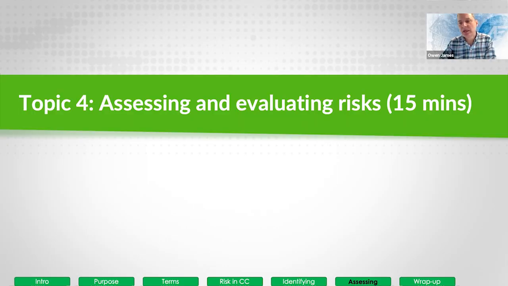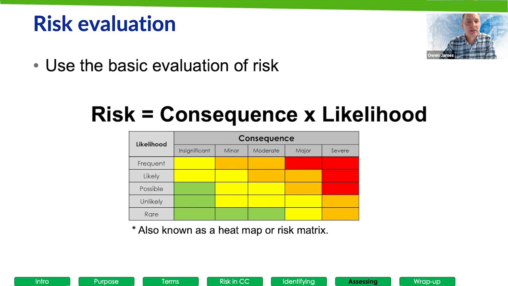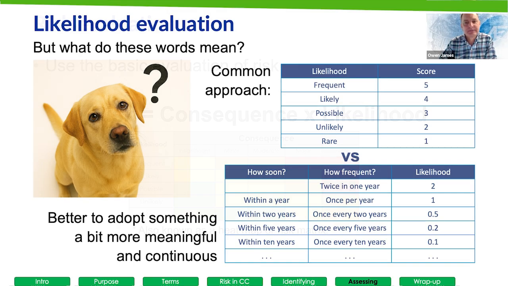So assessing and evaluating risks, we're getting through here. Okay, let's go. The basic formula looks like a math equation. So I quite like the math equations. It lends itself to quantifying things with numbers. So we've got this basic formula of consequence times likelihood.